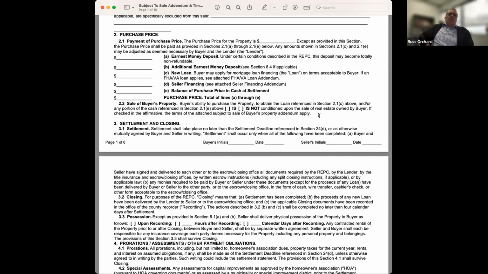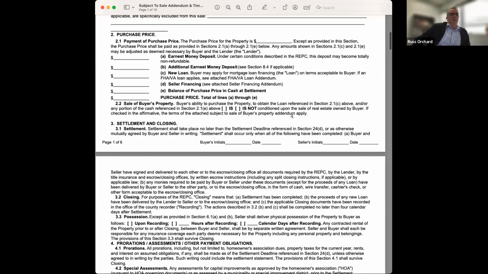Now, we've seen a few scenarios where agents have checked the box on this, but then not actually used the addendum, or that they check the box and then they use just a blank addendum and put something in there about, buyer's property will be sold by such and such date. So just as a reminder, if you are going to check the box on that, you automatically then have to use the subject to the sale of the buyer's property addendum as well.